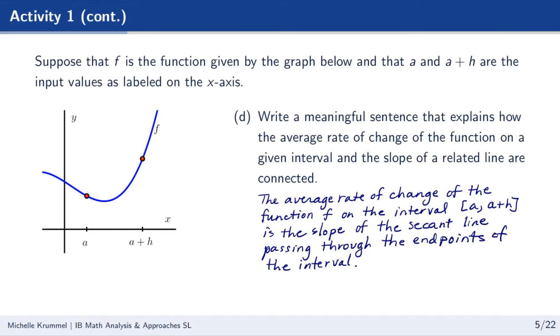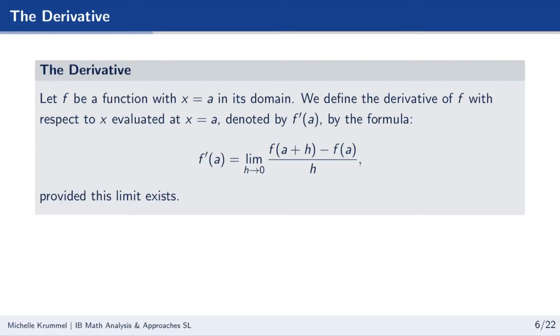So if I have two points on my function and I connect them by drawing a secant line, and here I just showed a line segment, it's part of the secant line, then the slope of that secant line will give me the average rate of change of the function on the interval between x equals a and x equals a plus h. Now we're ready to formally define this thing we call the derivative.